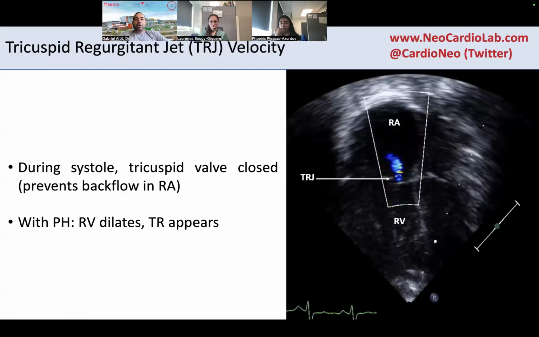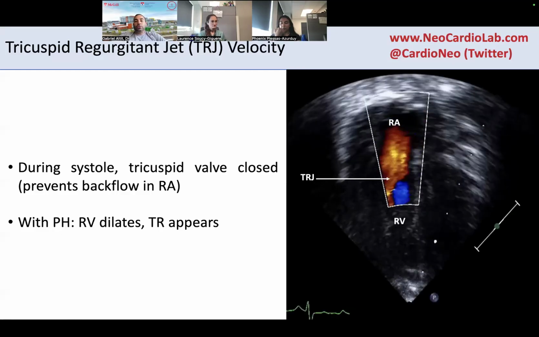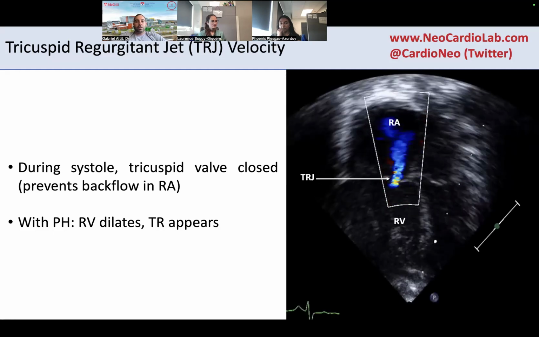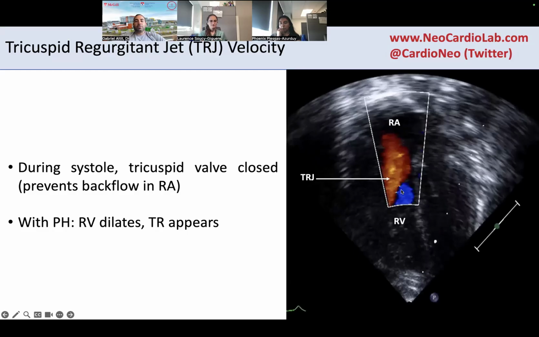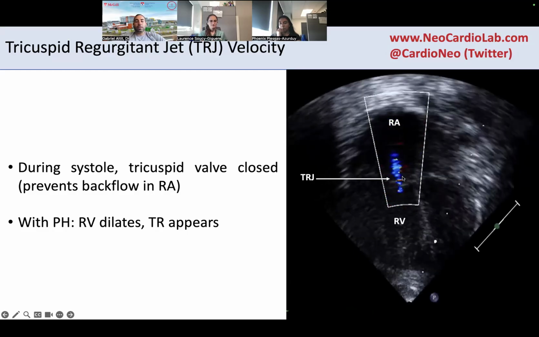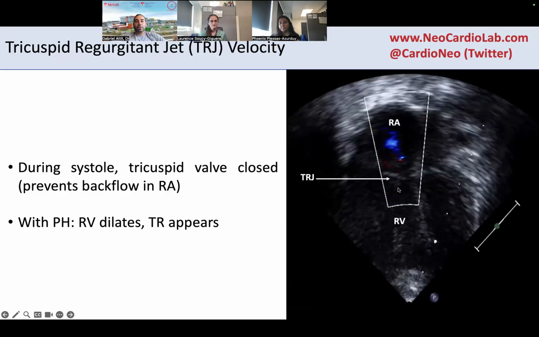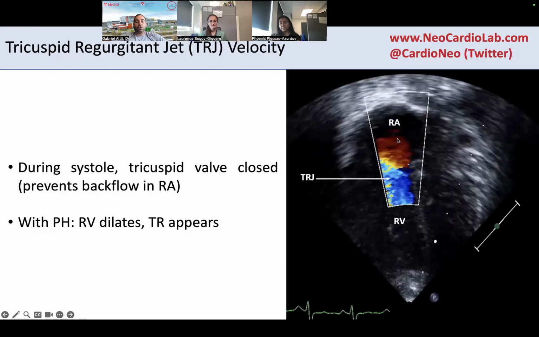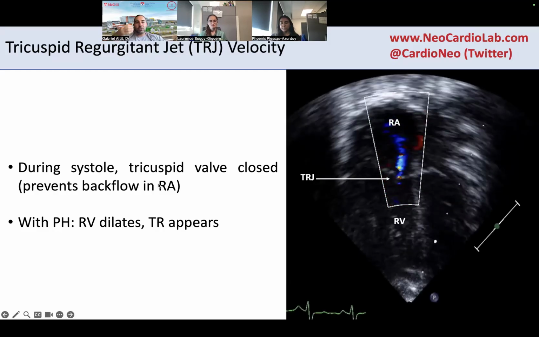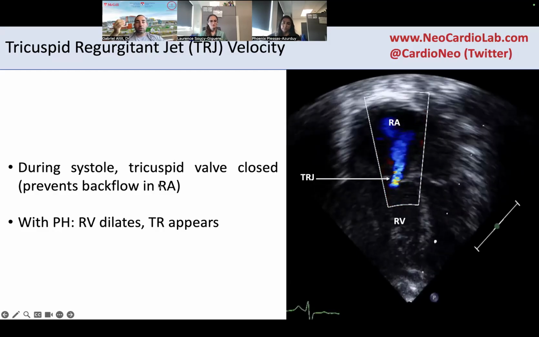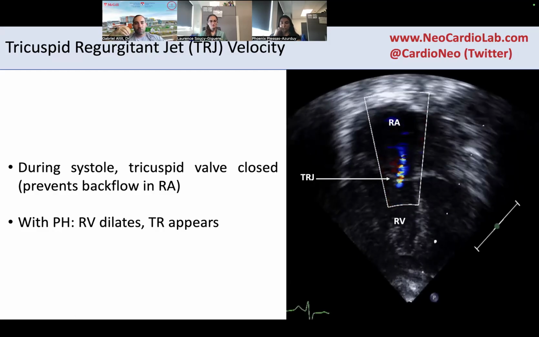So when you're looking at apical views, actually in all the views, you're always going to interrogate to see if you have tricuspid regurgitation. Tricuspid regurgitation happens in systole when the atrioventricular valve is closed. So you can see that you get flow from your RV to your right atrium. And so typically, the role of a valve is to prevent backflow.